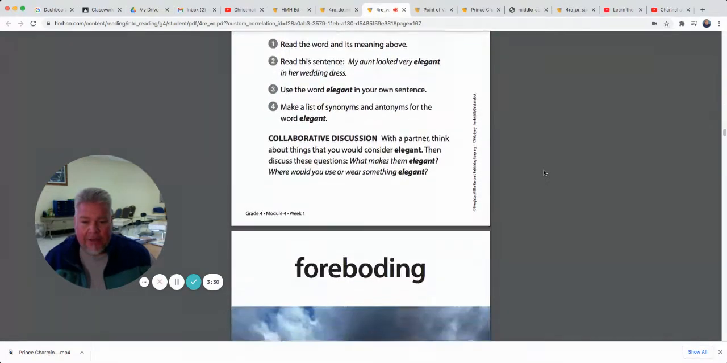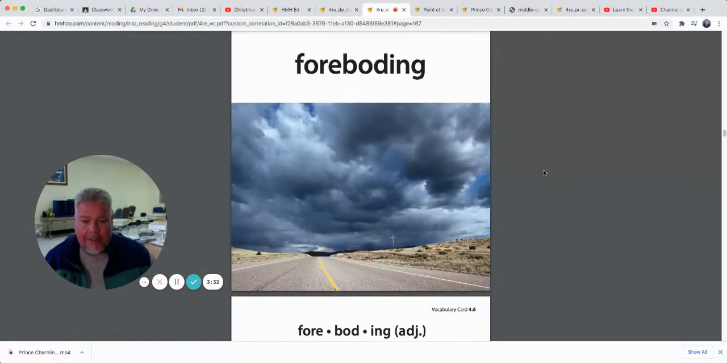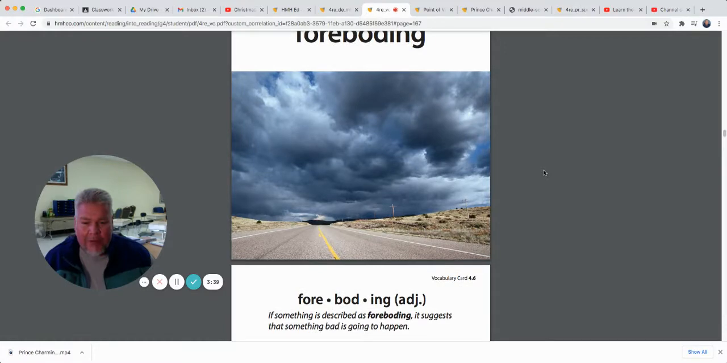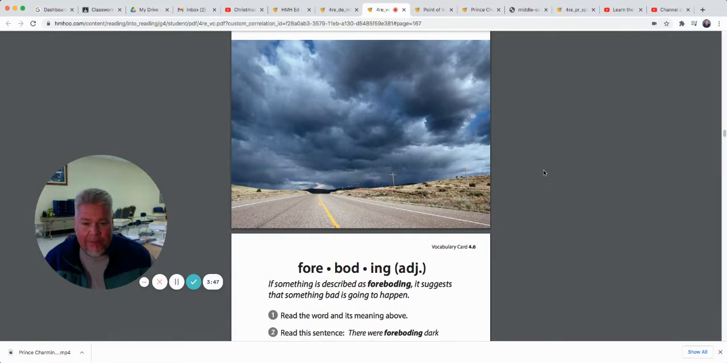And the next word was foreboding. Driving into those clouds, you're thinking, uh-oh, it's probably going to rain on me. It's probably going to storm. Foreboding means something suggesting that something bad is going to happen. Foreboding clouds means it might be storming ahead.